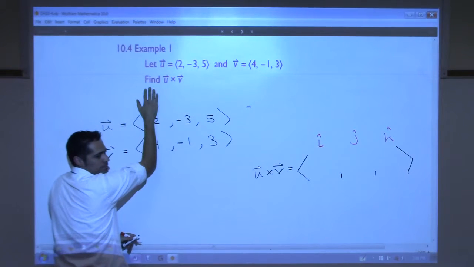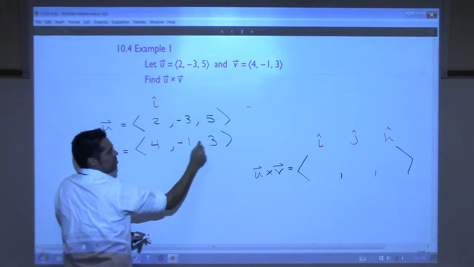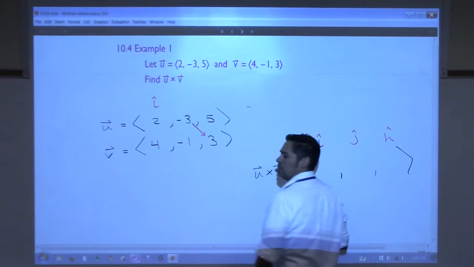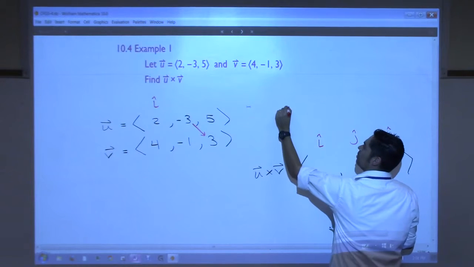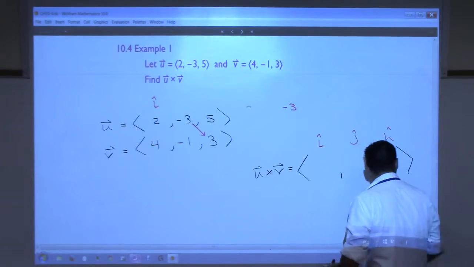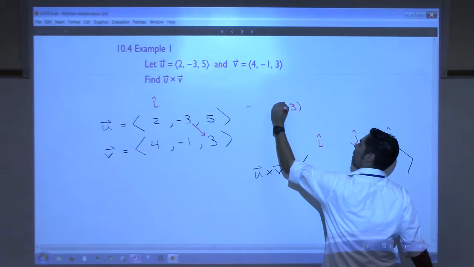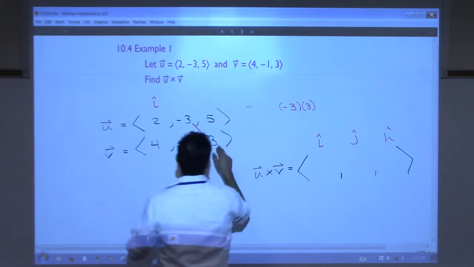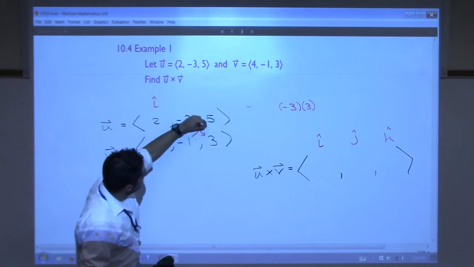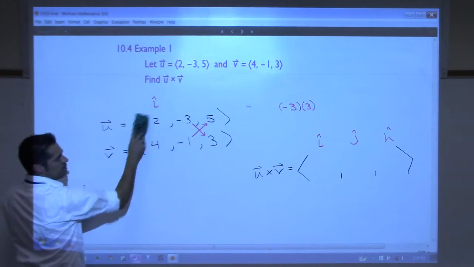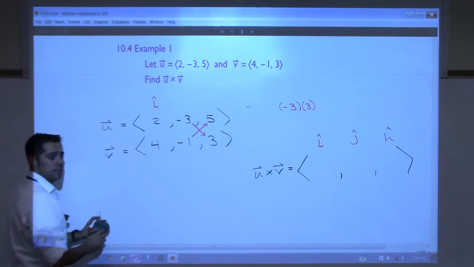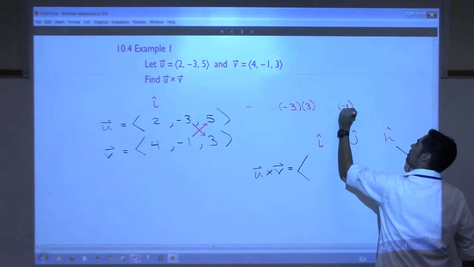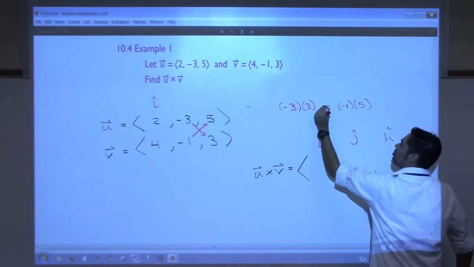Then I look at these 4 numbers right here, and I do the following multiplication. I do this number times this number, which is negative 3 times 3, right? I'll actually write it out. And then I do this one times this one, which is negative 1 times 5, which is negative 5. But you subtract.